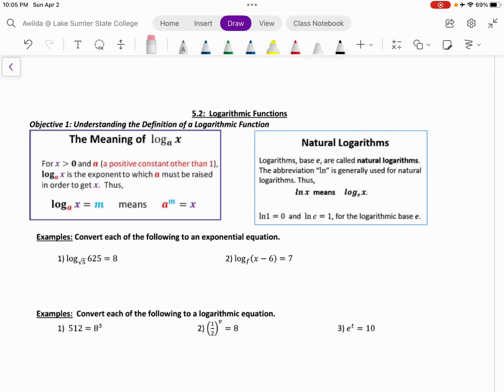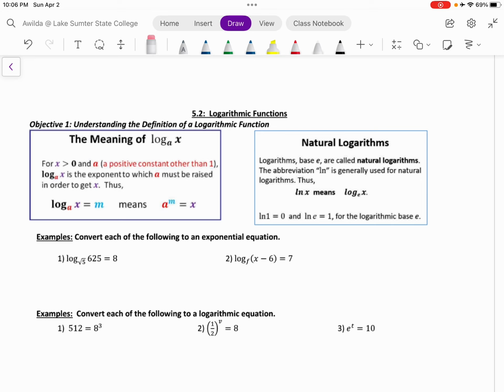In section 5.2, we will examine logarithmic functions. First, we have to talk about what a logarithm is. But in order to talk about logarithms, it's important for us to understand exponents and exponential equations. Let's start with a simple example that we can all easily relate to.